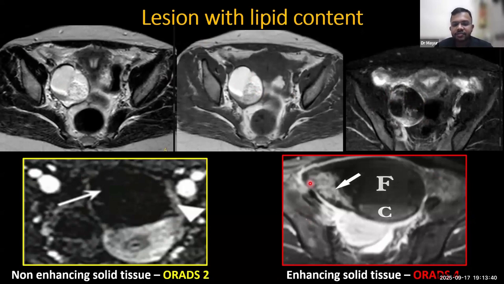But in case we find an enhancing solid tissue along the cyst wall in lesions with lipid content, the score would be upgraded to O-RADS 4. These are examples of immature cystic teratomas or teratomas having a focus of squamous cell carcinoma.